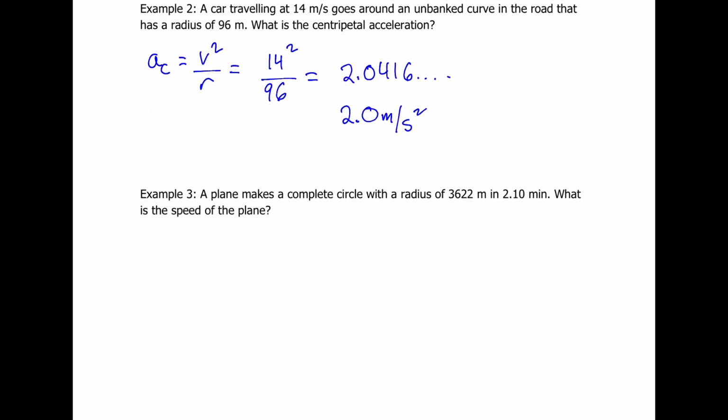A plane makes a complete circle, a big loop of radius 3,622 meters in 2.10 minutes. How fast is the plane? It's a 3-kilometer turn. But also it's 2.1, and then it's minutes. We can put 2.1 in our formula, but we can't put 2 minutes 6 seconds in the formula.